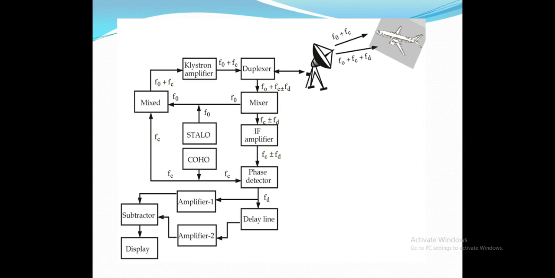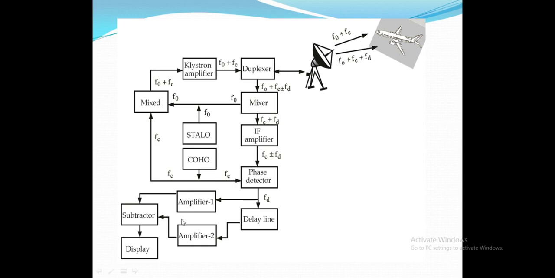The phase detector gives the output for both fixed and moving targets. The Doppler shift causes variations in the phase difference. So the detector output goes to the delay line and amplifier 1 line. The delayed output is amplified by amplifier 2, and the undelayed output is amplified by amplifier 1.